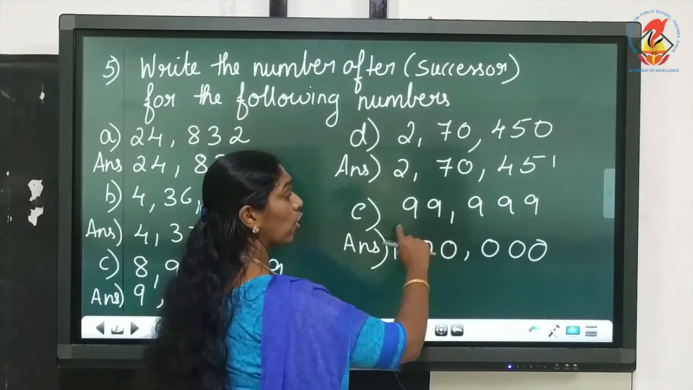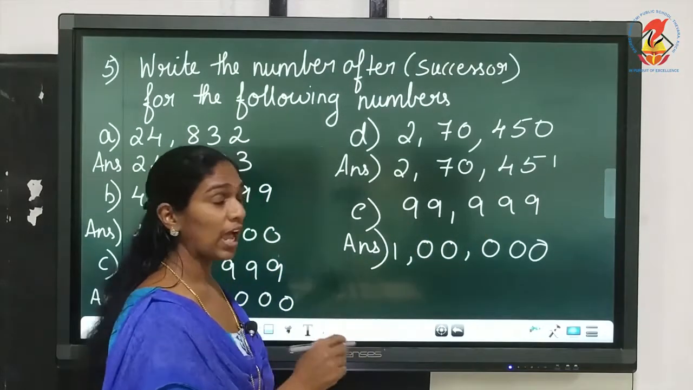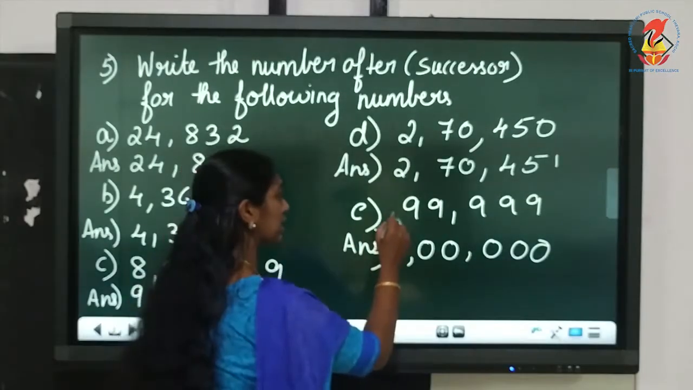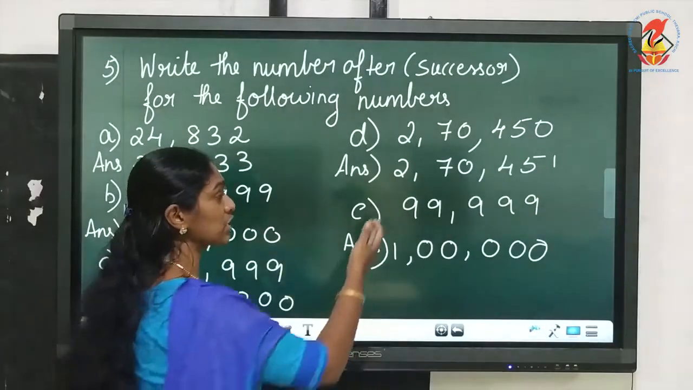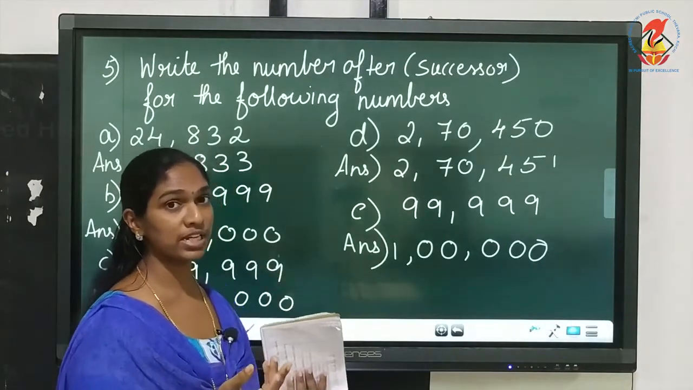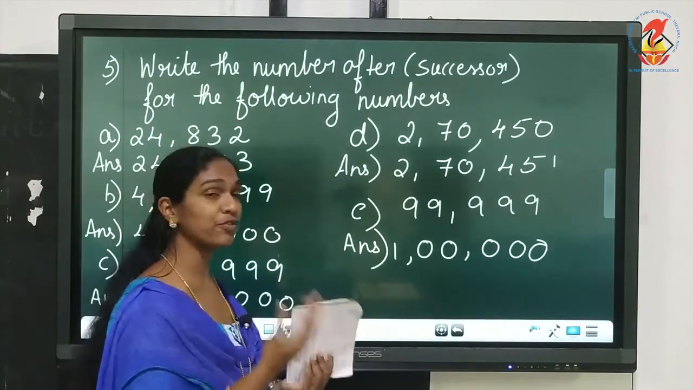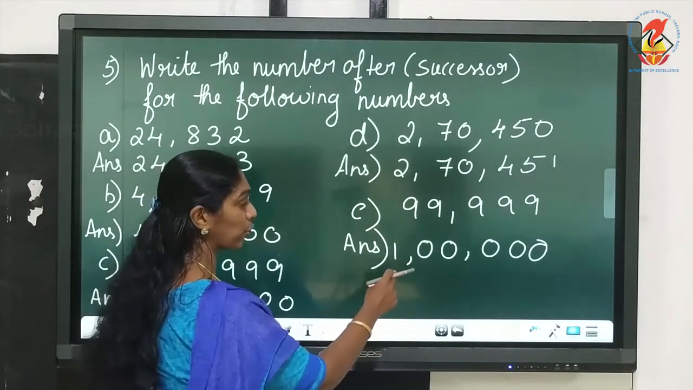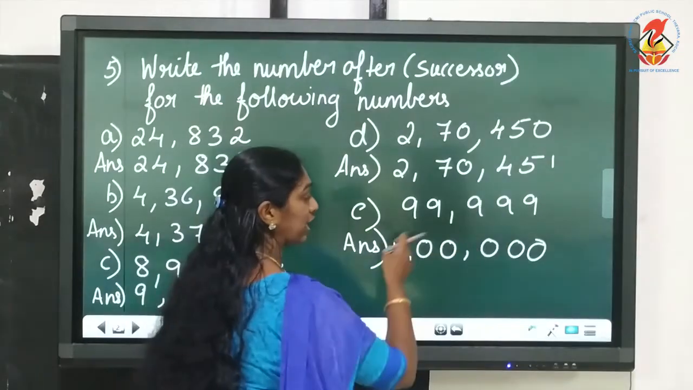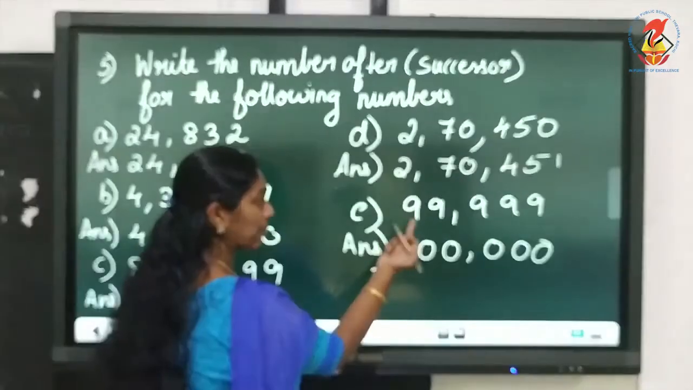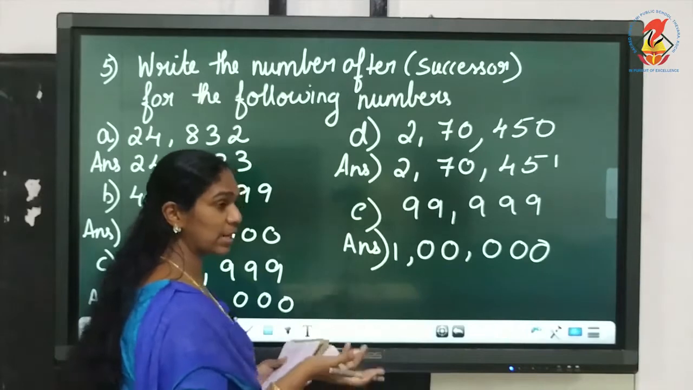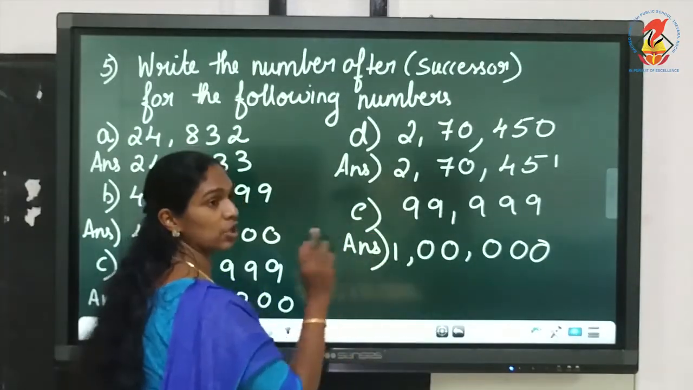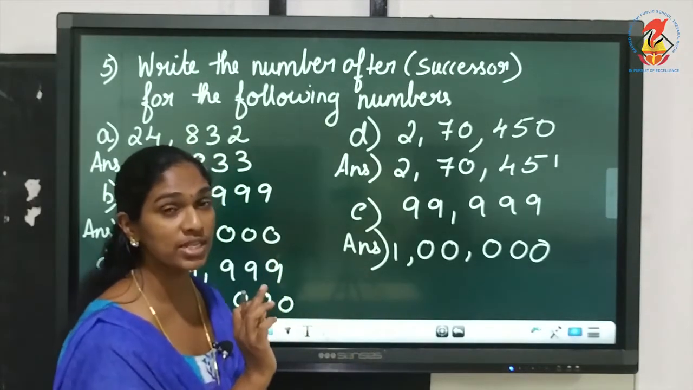I told you all the 9s will become 0 and the number before 9. Here we don't have any number, so we will consider it as 0. Since there is no number, you assume the number is 0. So, what is the number after 0? The number after 0 is 1. So, that is why I wrote that 1 over here. The successor of 0 is 1.